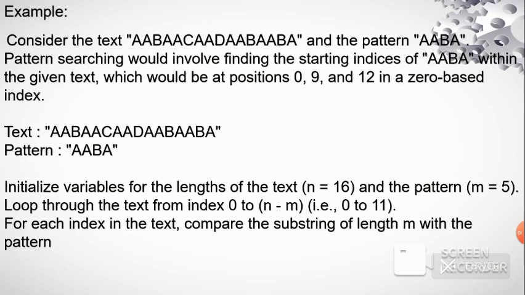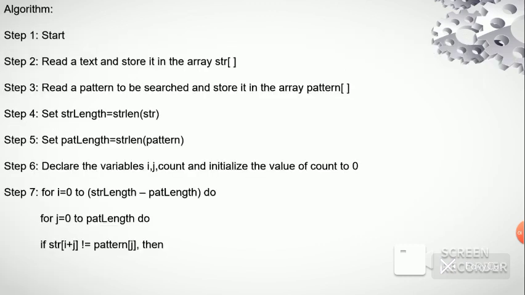Initialize variables for the length of text, n equal to 16, and pattern, m equal to 5. Loop through the text from the index 0 to n minus m, that is 0 to 11. For each index in the text, compare the substring of length m with the pattern. Now we'll see an algorithm of the program.